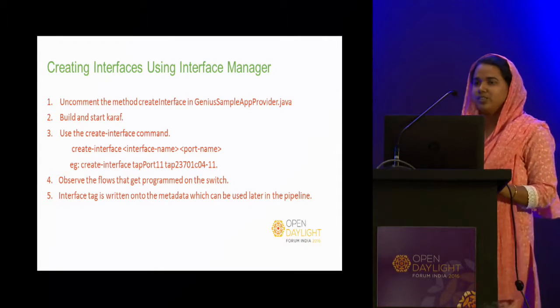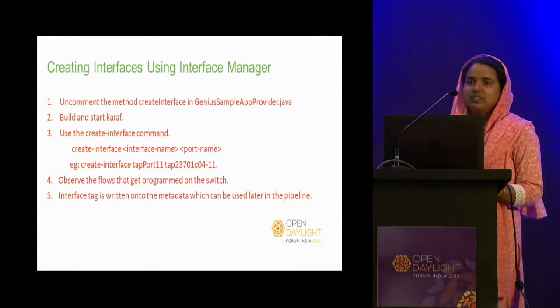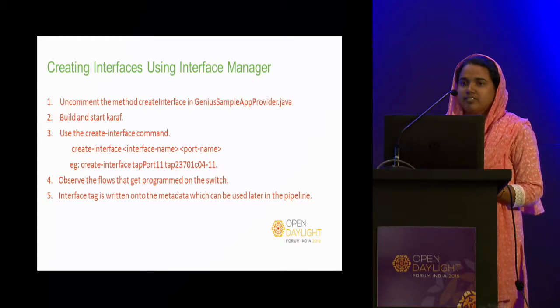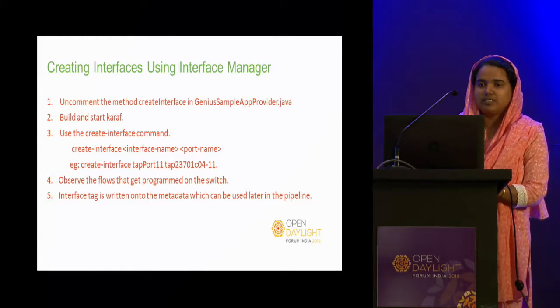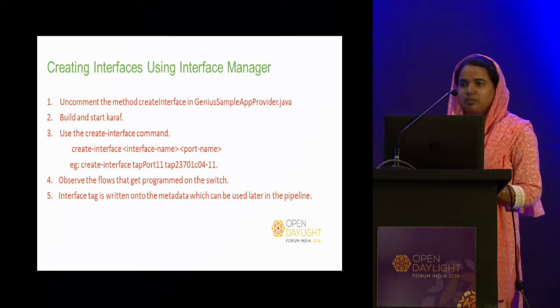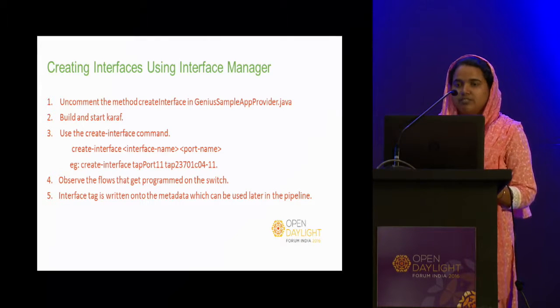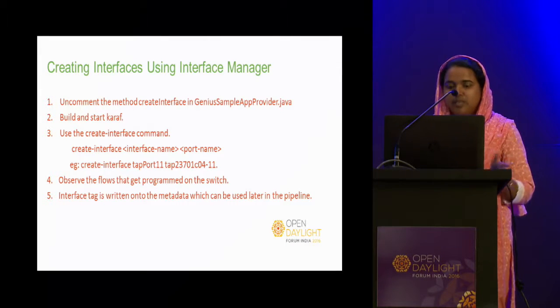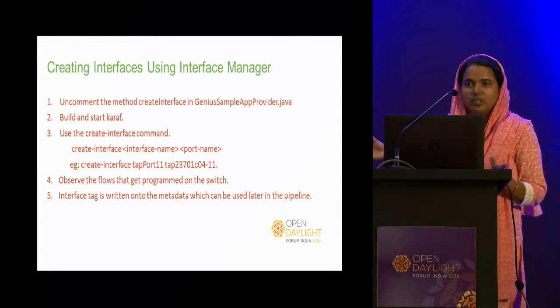Okay, so I thought once your build is done, I'll explain it. Once the build is done, you can use the create interface CLI. Create interface CLI takes as input an interface name and a port name. The port name should match the actual port name on the switch. So basically what you're saying is configure an interface with this particular name on top of this port. This is just a CLI we have provided to demo the whole thing.